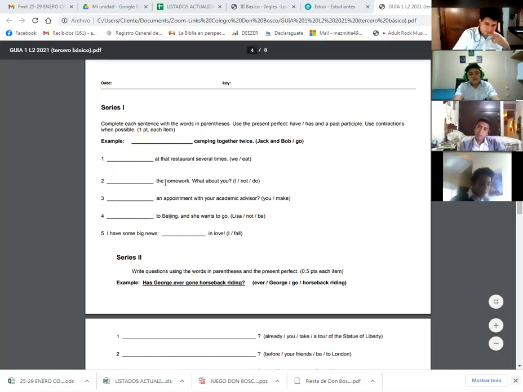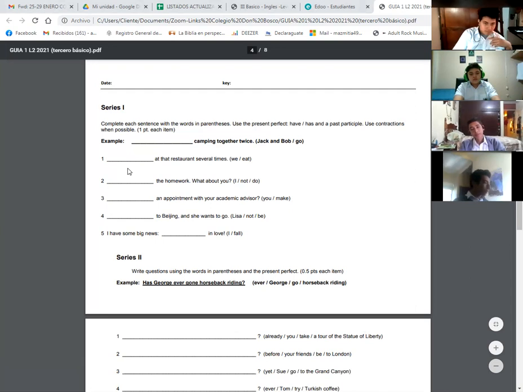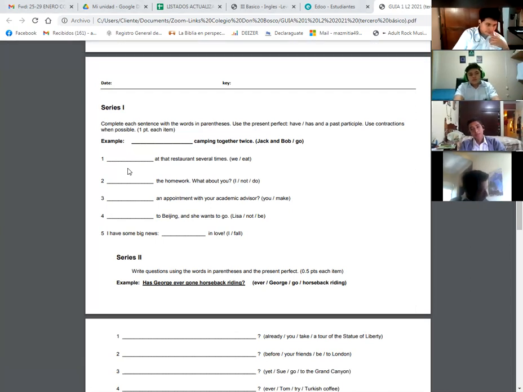All right. And then we saw the first example, I helped you with this first one, okay? It says, at that restaurant several times. Whatever we have here between parentheses, we and eat. So to make the whole sentence, we're going to write first our pronoun we, then have eaten at that restaurant several times. Okay? Do you have any questions with this first series?